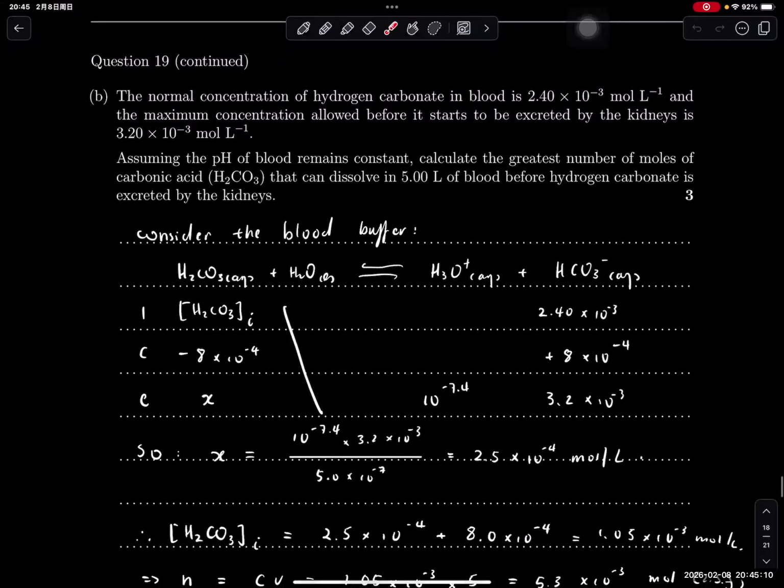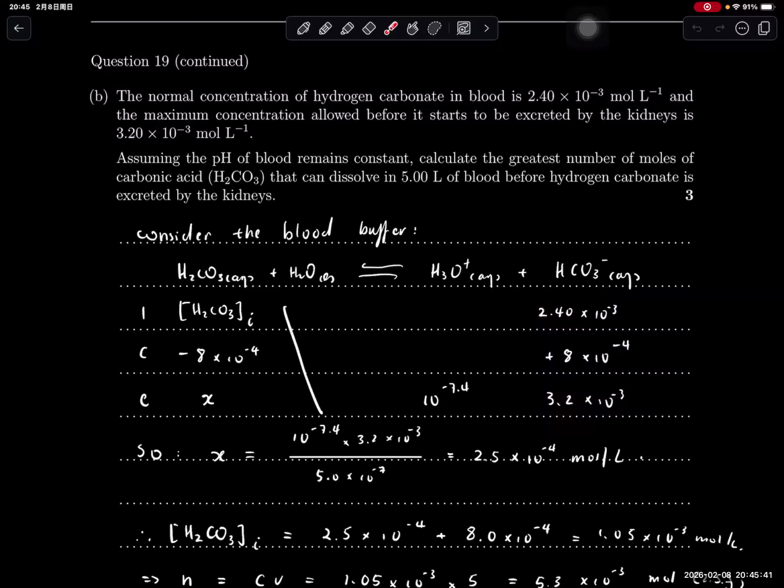Question B. The normal concentration of hydrogen carbonate is this much, and then the maximum concentration is this much. Assuming that the pH of the blood remains constant, calculate the greatest amount of moles of carbonic acid that can be added that doesn't exceed the levels of the kidney. So you know that the maximum allowable is this much. Just make sure that the final is this much. You start with this much, okay?